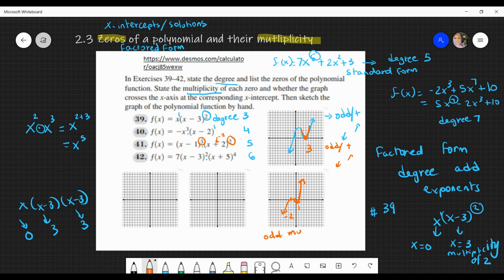So with odd multiplicity, the graph goes through the x-intercept, and with even multiplicity, the graph bounces at this x-intercept. And the word bounces means it forms a parabola. Now, whether it's this parabola or this parabola depends on the end behavior, and that's why we analyze the end behavior as well. So now it's your turn to complete the other problems as a group.